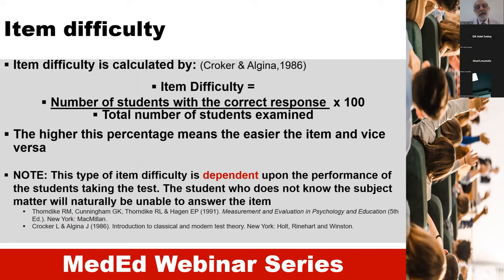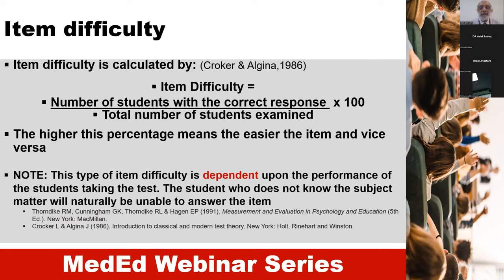Here, how it is calculated. If we are using the optical reader, the software would obviously calculate item difficulty for us, but I think it's important to know the basic concept of how it is calculated, and we can even calculate manually if we want. So item difficulty is equal to number of students with correct response divided by total number of students examined multiplied by 100. So this is simply a percentage of students who are answering that question correctly.